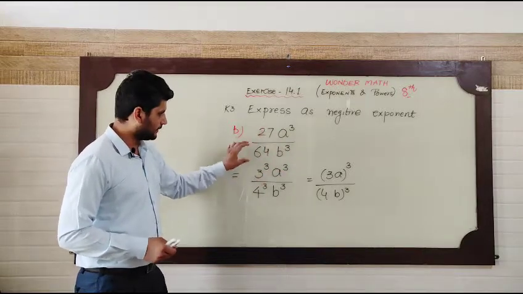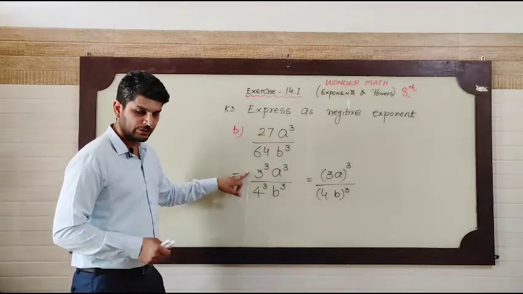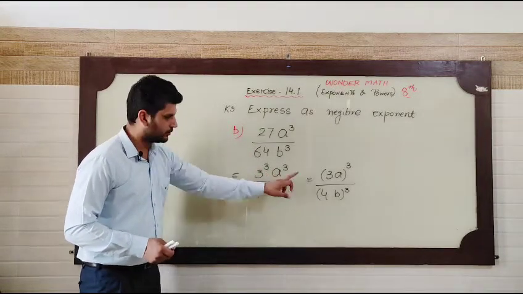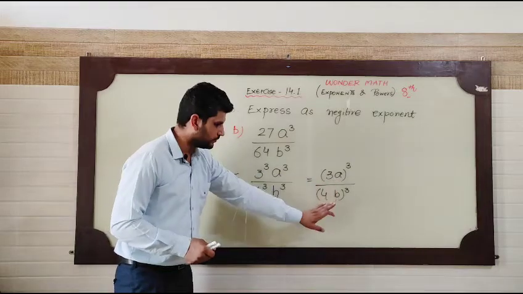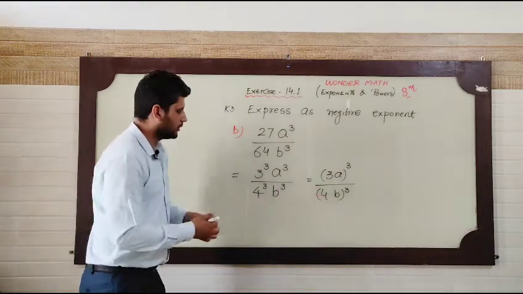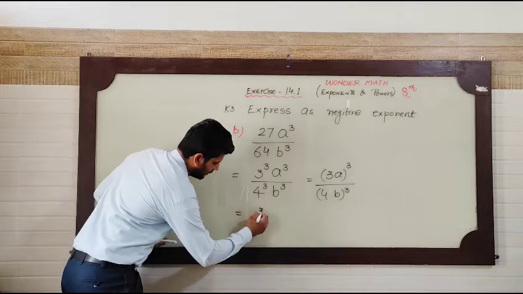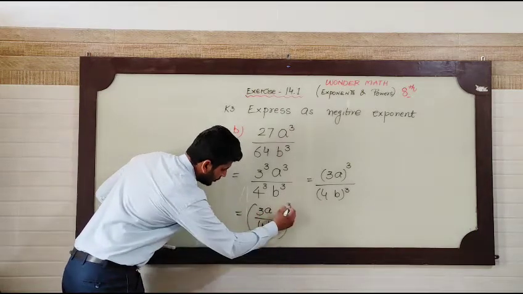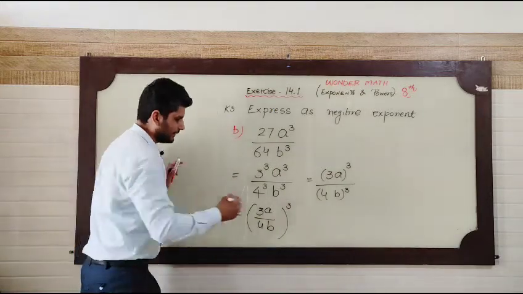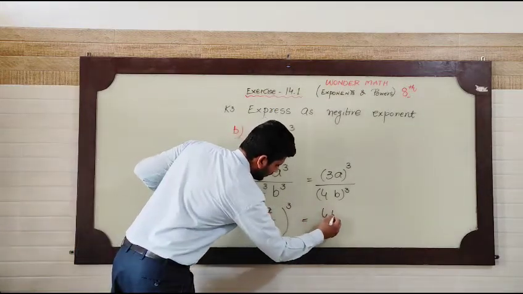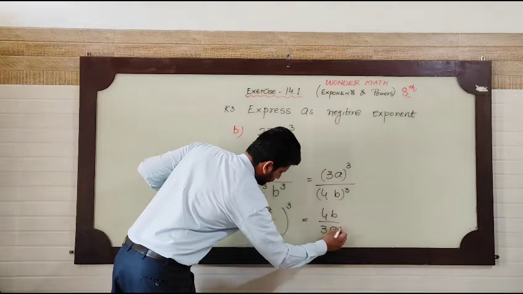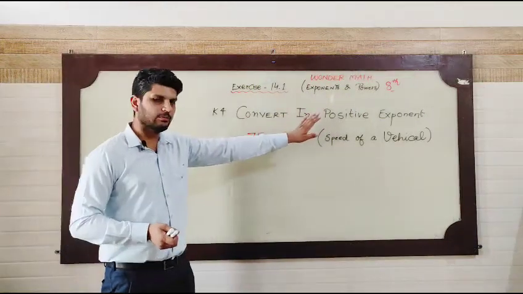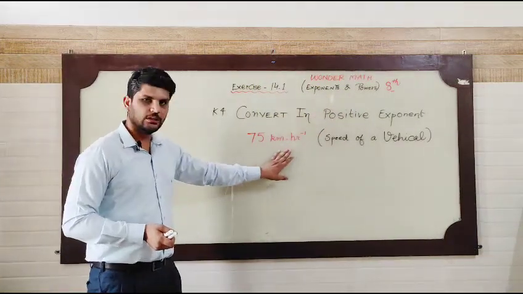I'll just simplify it for you. So 27 can be written as 3 cube, 64 can be written as 4 cube. Both values have the same power, cube and cube, so we can simply write it as 3a whole cube, similarly 4b whole cube. So this can be written as 3a upon 4b whole cube. But to convert it to a negative exponent, we just need to make the values opposite.